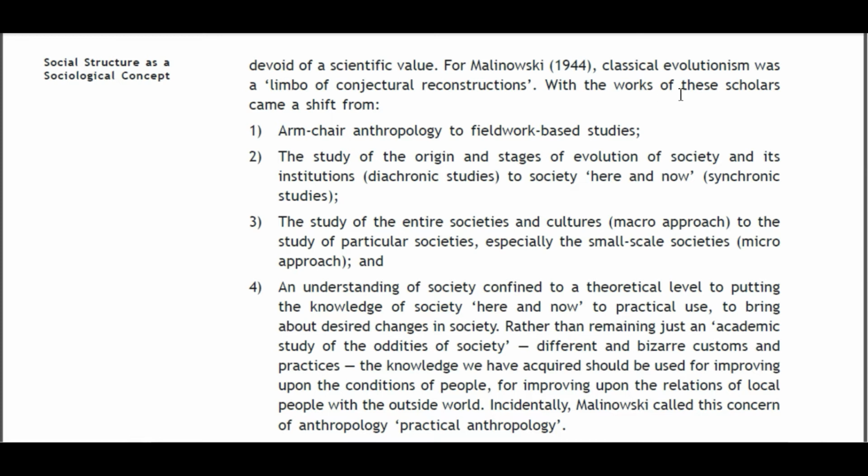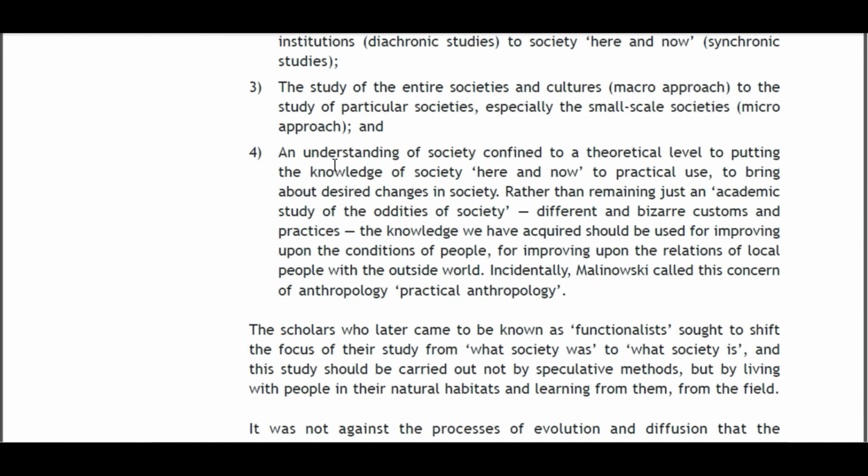With the works of these scholars came a shift, first, from armchair anthropology to fieldwork-based studies. Second, from the study of the origin and stages of evolution of society and its institutions, diachronic studies, to the society here and now, synchronic studies. Third, from the study of entire societies and cultures, the macro approach, to the study of a particular society, especially small-scale societies, the micro approach.